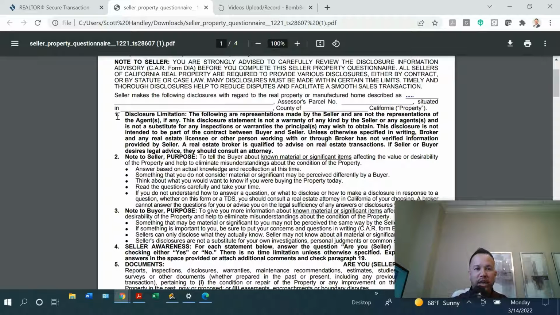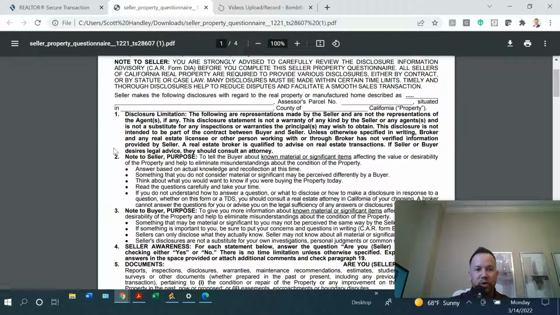So again, this is letting us know as agents that this is not any representations or warranties that we are giving, nor is it advice. This is completely on the seller. If they want anything in more detail, then they should contact an attorney.